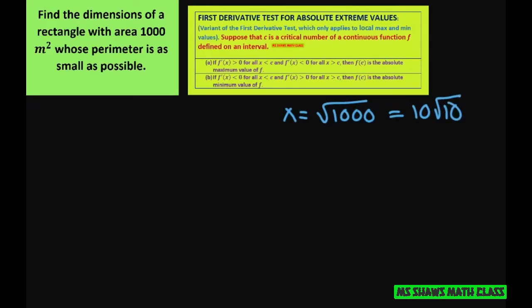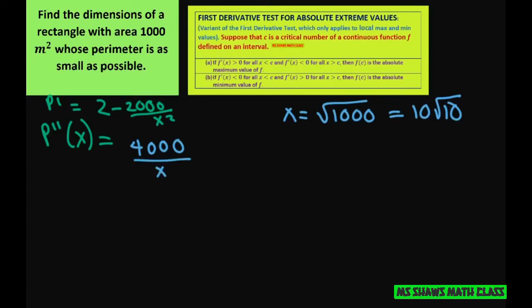All right. So now I'm going to go ahead and take the second derivative, and our first derivative was 2 minus 2,000 divided by x squared. So our second derivative is just going to be 4,000 divided by x cubed. I just took the derivative of that. And we want this to be positive. For any value x greater than 0 it is going to be positive.